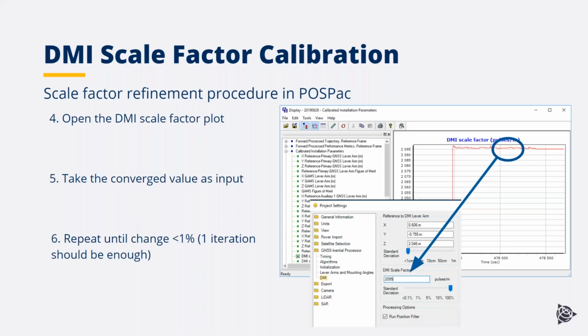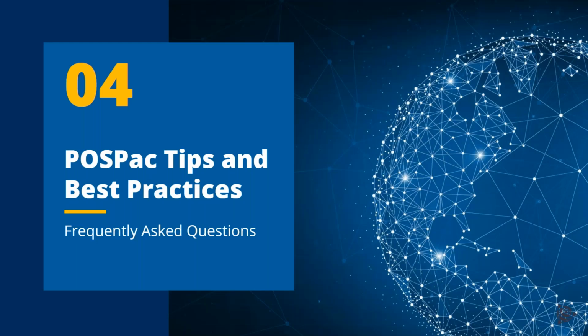All right. That's about GANS and DMI. I hope that was helpful for some of you, at least.